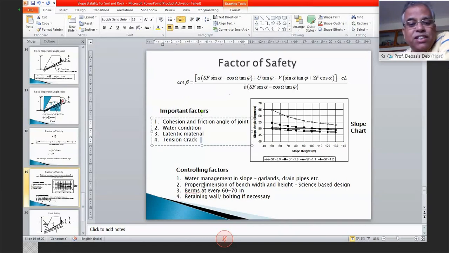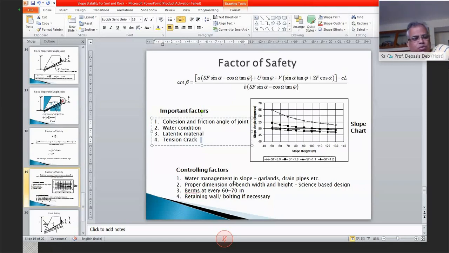Proper dimension of bench and height is done. We also leave a berm. Like after making 4-5 benches, keep one big bench. We normally use it for the ramp, the movement of vehicles. So this should be done every 6-7 benches we make, and if necessary a retaining wall and bolting should be done.